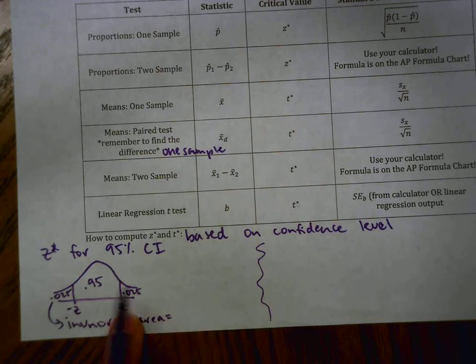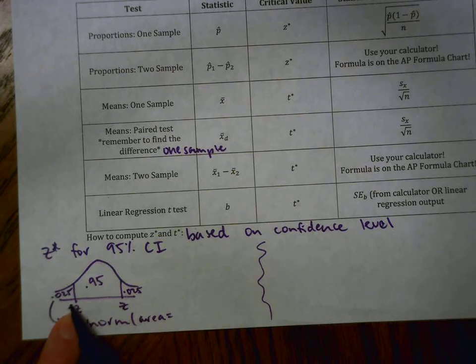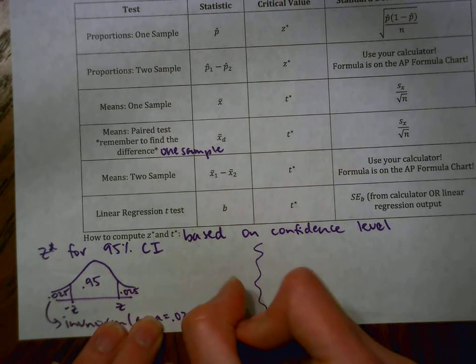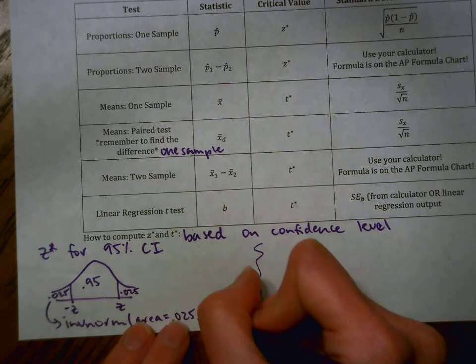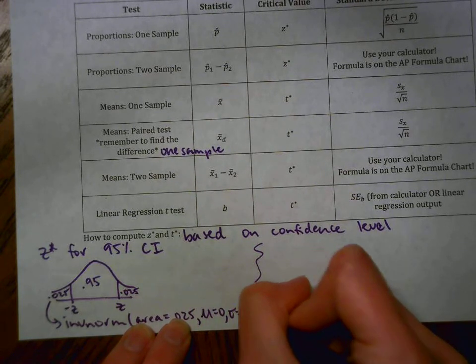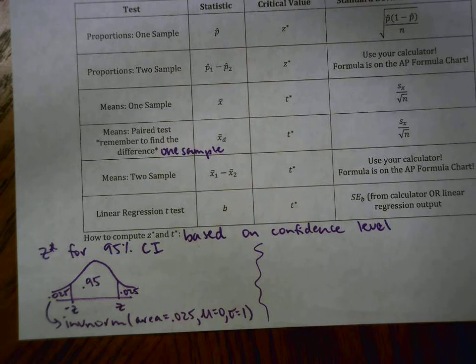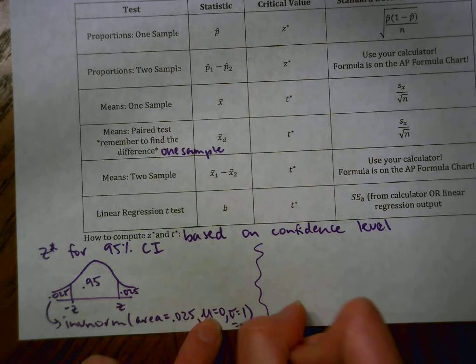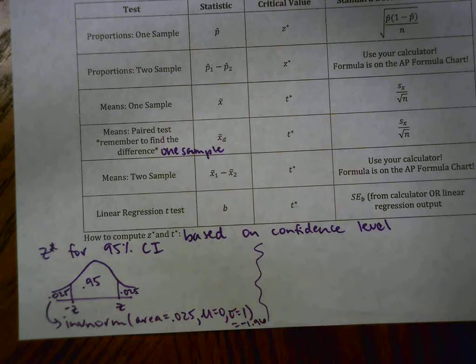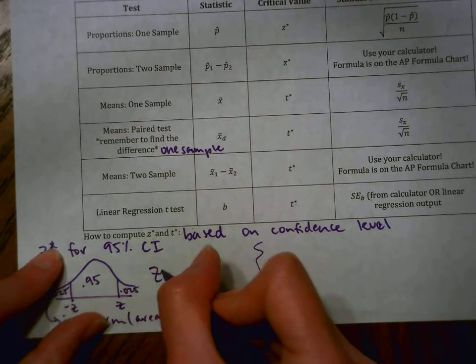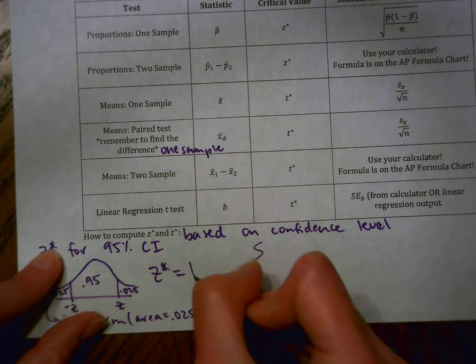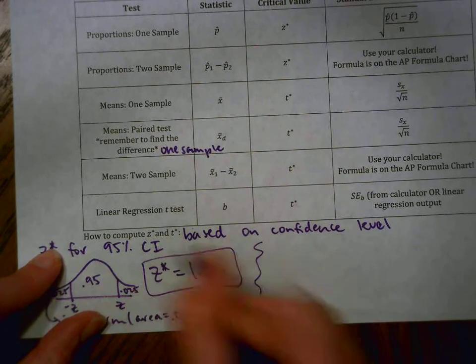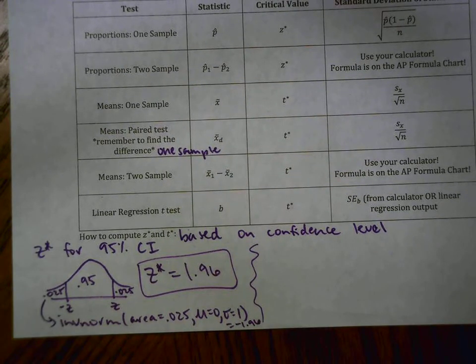So if you want this one, you would have to do 0.95 plus 0.025, or we could just do this one and do 0.025. And then your mean is 0, your standard deviation is 1, because it's Z. You type that in, and it's going to equal negative 1.96. Actually, it's 1.9599 or something like that if you don't round it. But now, what does the star mean? It's like absolute value. You just want the positive version. So that would be your critical value.